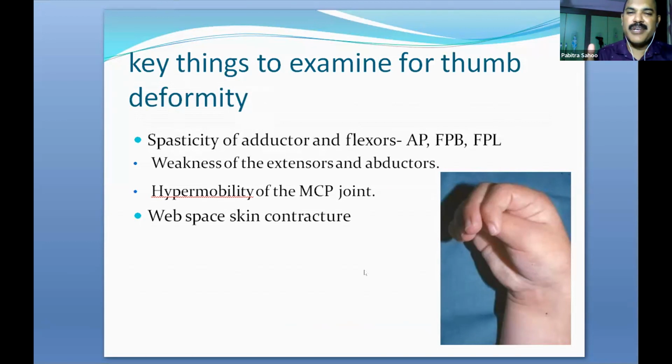You will find the thumb in extension deformity, that is possible when there is hypermobility or laxity at the MCP joint. Instead of thumb in palm, the patient will develop an extension deformity at the MCP joint. In the long run, they also develop web space skin contracture. Even after tendon transfer, the thumb may still remain in an adducted, flexed position.